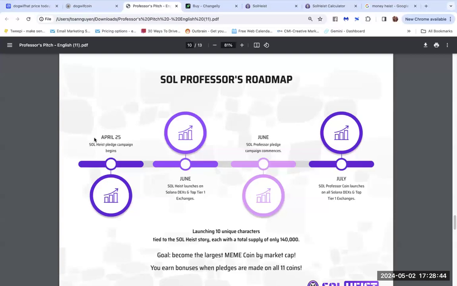So the Solheist pledge campaign begins. And that's basically you making a pledge, and you're getting the Solheist allowance passed to you every single day, all right, passively.